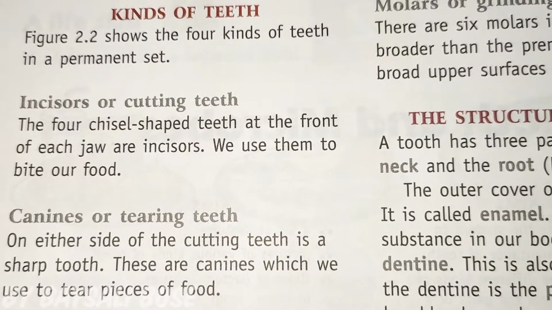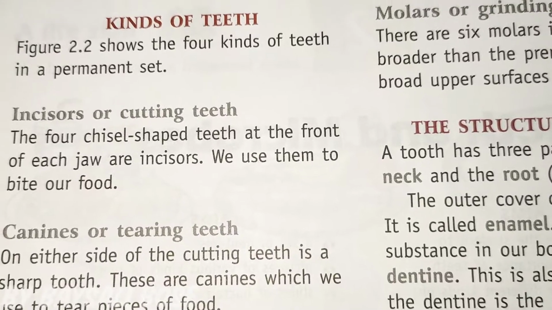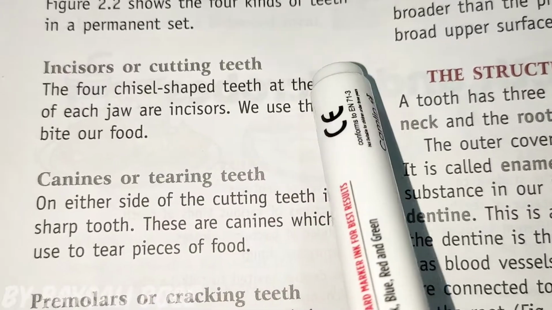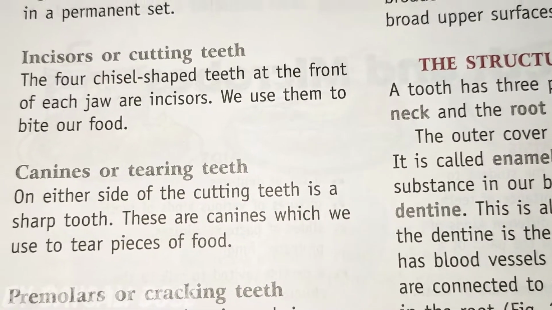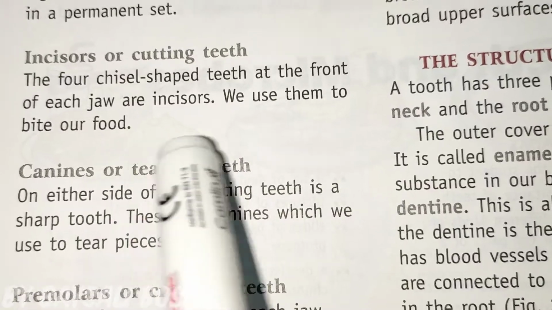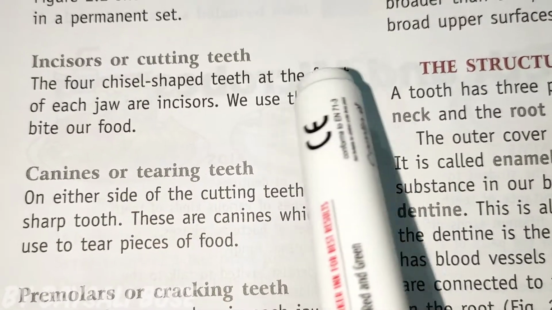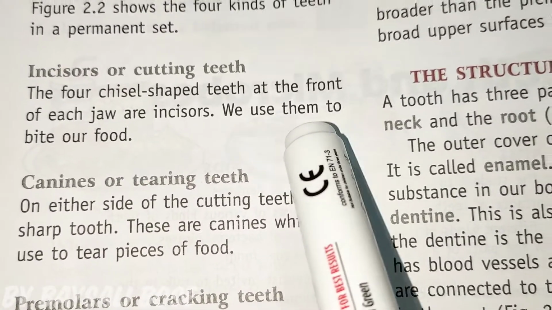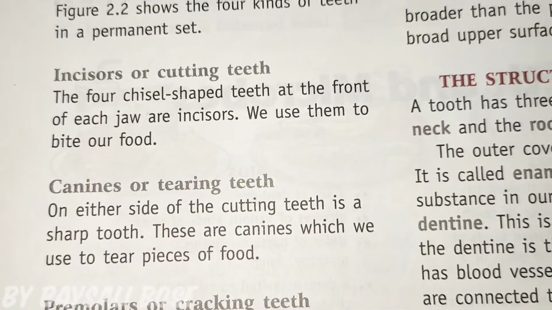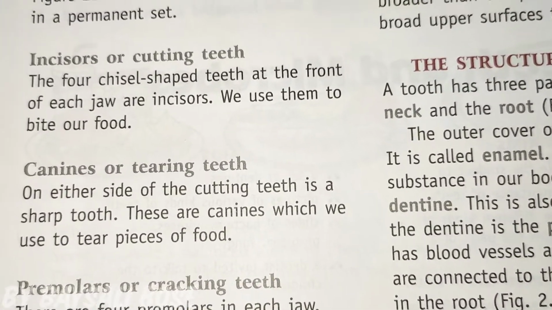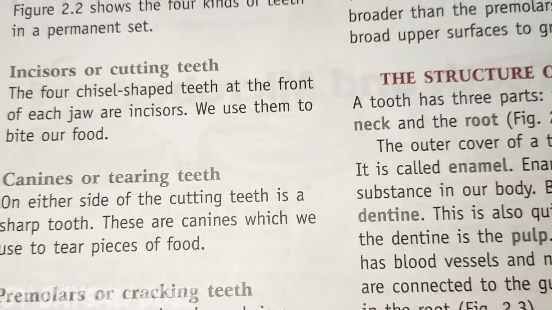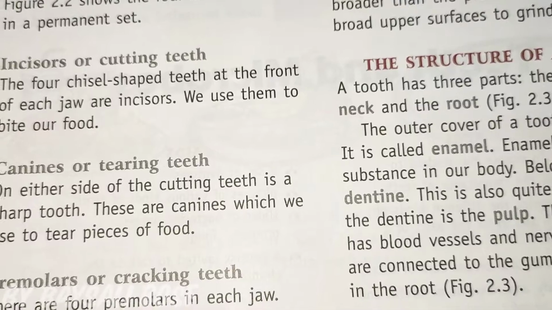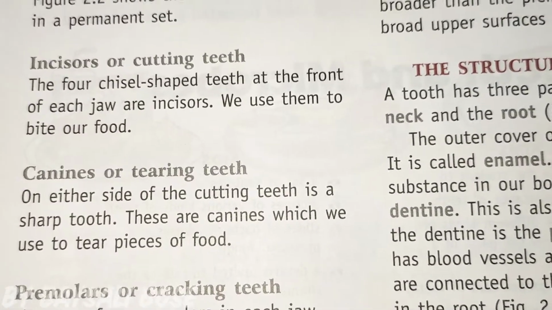So how many types of teeth do we have? There are 4 kinds of teeth. The first one is incisors, or cutting teeth. The 4 chisel-shaped teeth at the front of each jaw are incisors. We use them to bite our food. So what is the work of the incisors? To bite our food. For example, if you are biting an apple, which teeth are you biting with? You are biting with incisor teeth.